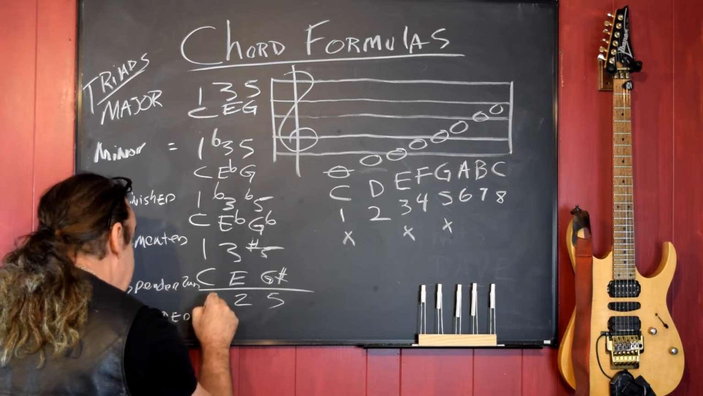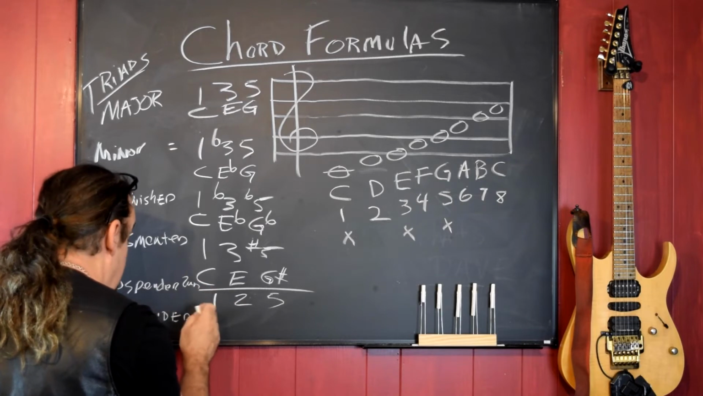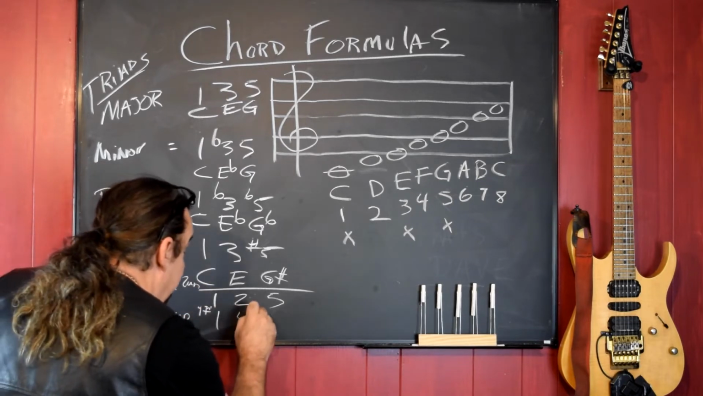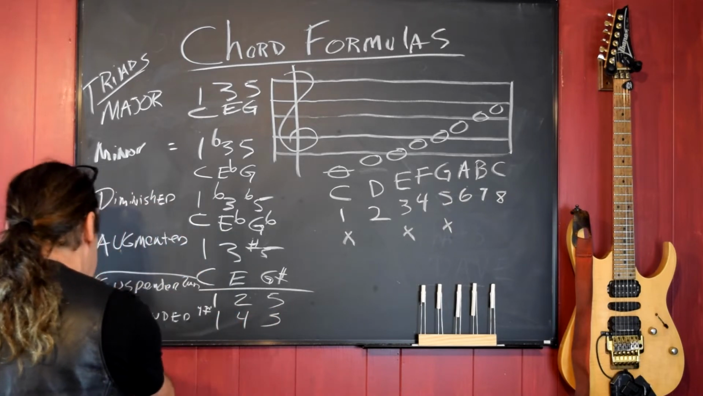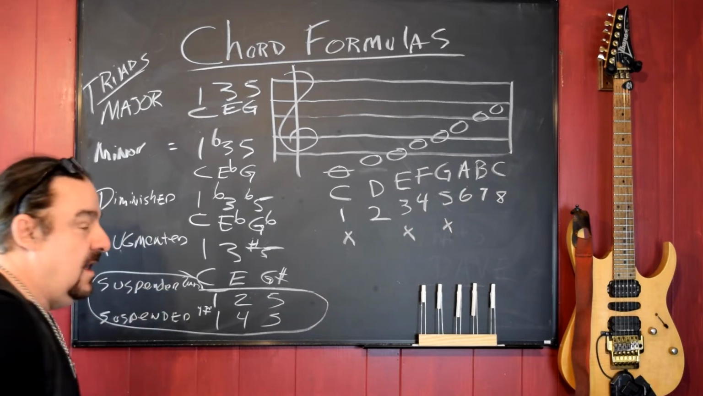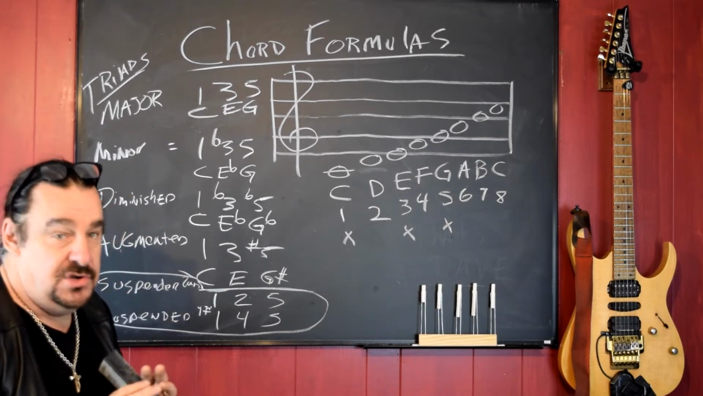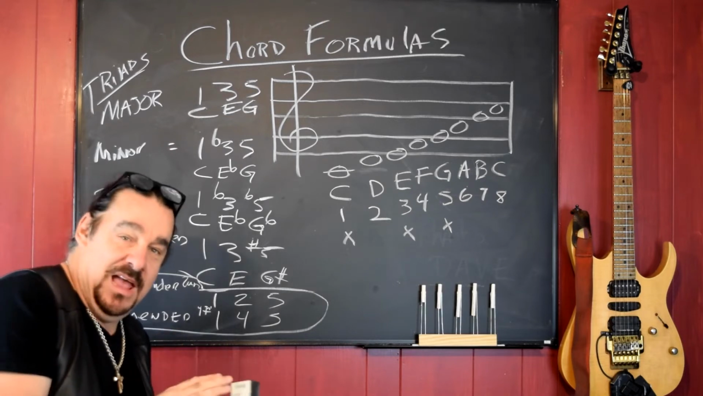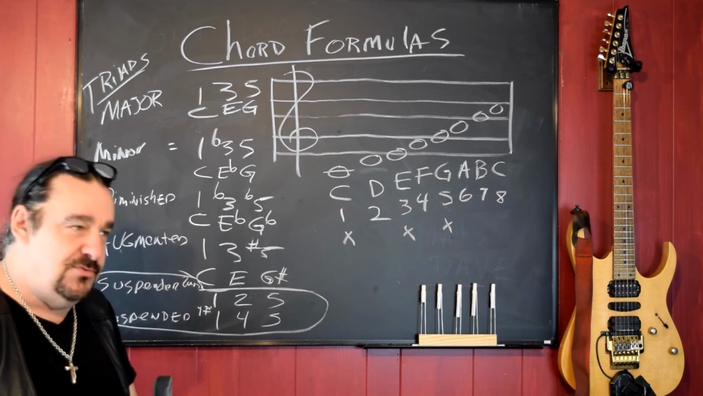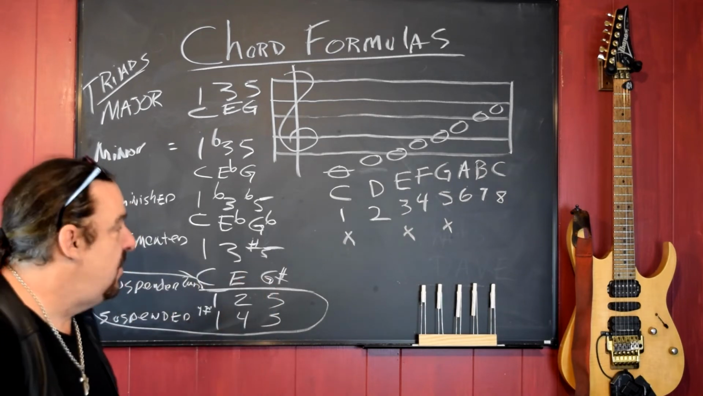S-U-S-P-E-N-D-E-D, suspended fourth. So this is the kind of chords called suspended chords, all right? And suspended chords are 1, 4, and 5. I like to think of suspended chords as there isn't a third there to choose, whether it's major or minor. A suspended chord, we've suspended, like a jury would say, oh, it's a hung jury, we're going to suspend a decision today, we don't know what it is.